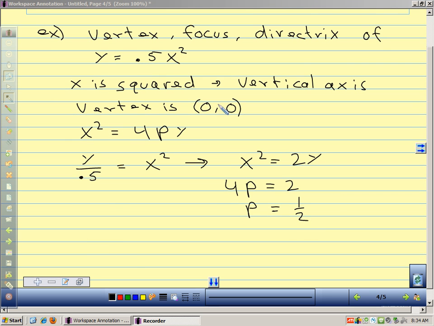So if I were to sketch, p is positive. We know we have a vertical axis, and our vertex is at 0, 0. So p is positive, our parabola opens up. If I draw a quick sketch here, my parabola looks like so. My vertex is at 0, 0. We know it opens up, and our focus is on the axis, 1/2 unit up from the vertex.